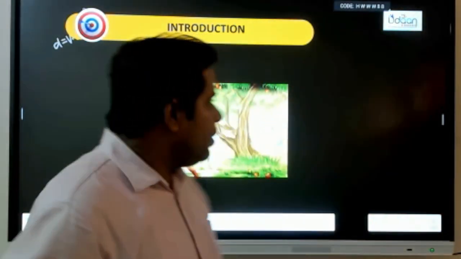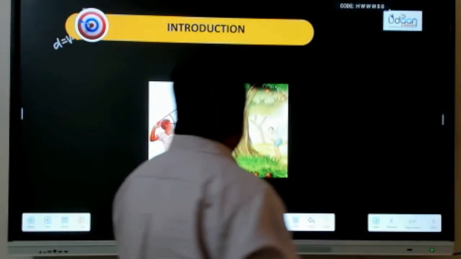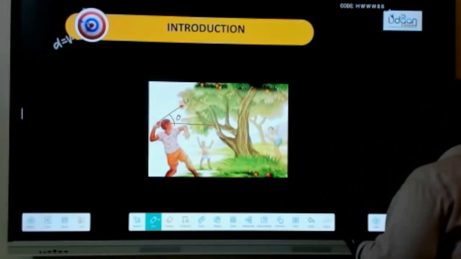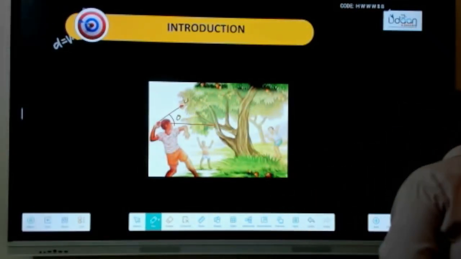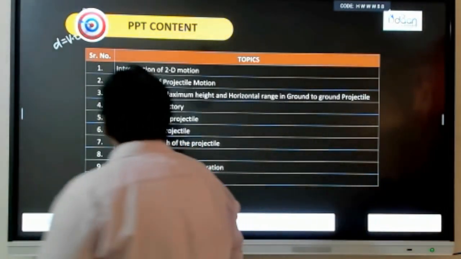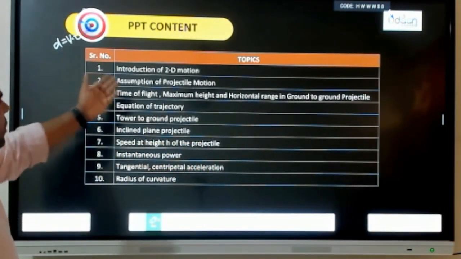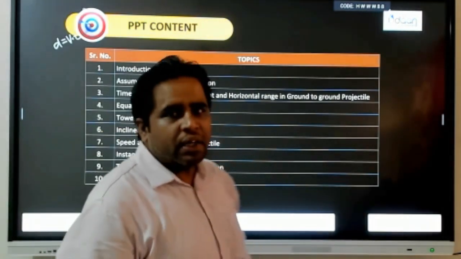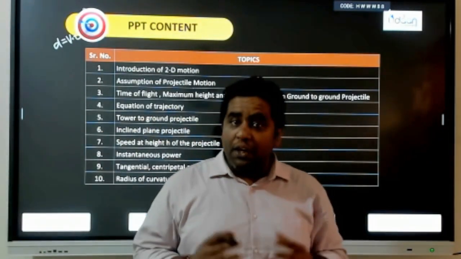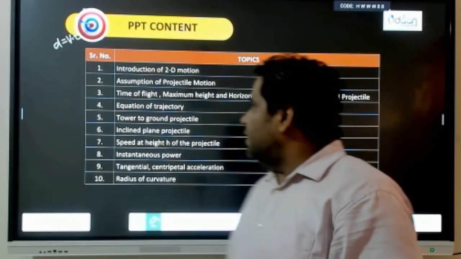Depending upon this, there are a few concepts which we are going to use in physics so that we can move ahead with the numerical parts. Let us see which parts we are going to cover in this chapter. Here it is, introduction of 2D motion. We have covered 1D motion till now. In 1D motion, we covered uniform motion, uniformly accelerated motion, non-uniformly accelerated motion, and many more.